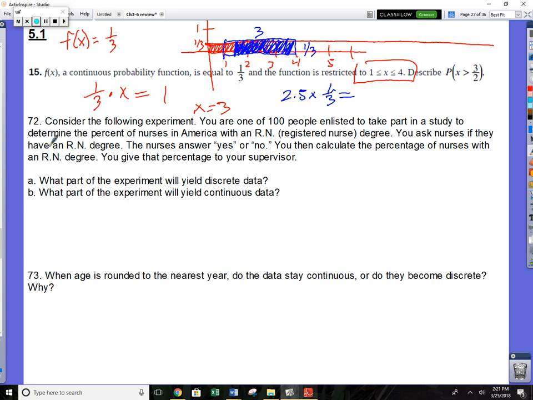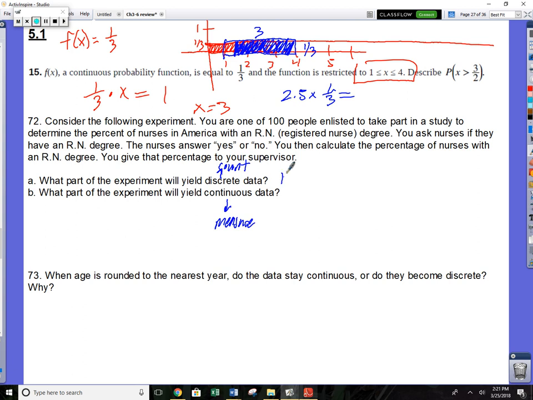Okay, number 72. Consider the following experiment. You're one of 100 people enlisted to take part in a study to determine the percent of nurses in America with an RN degree. You ask nurses if they have an RN degree, so it's a yes or no. Then you calculate the percentages of nurses with an RN degree. You give that percent to your supervisor. So part of it is discrete, part of it's continuous. Discrete is something you can count. Continuous is something you measure.